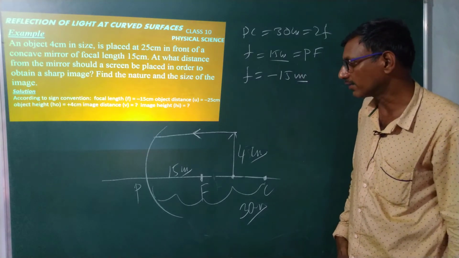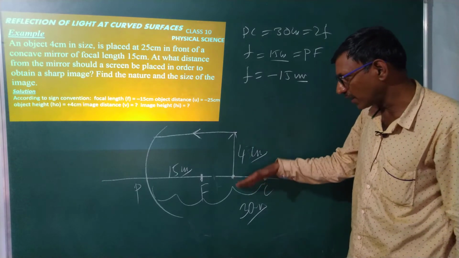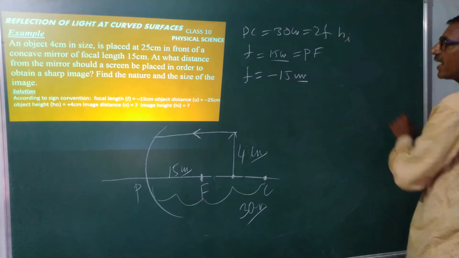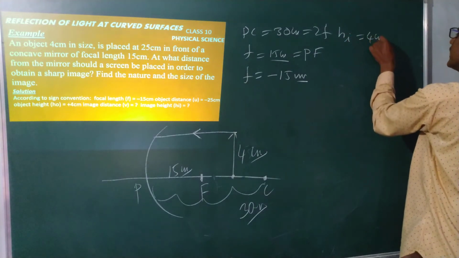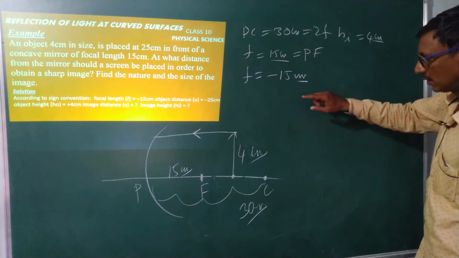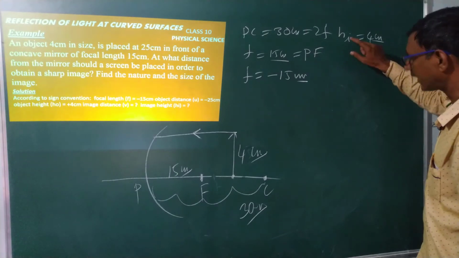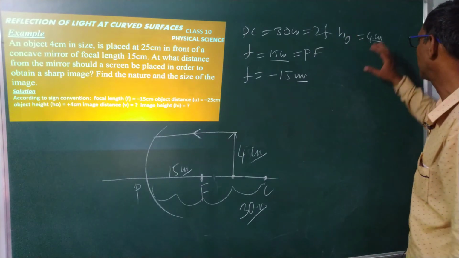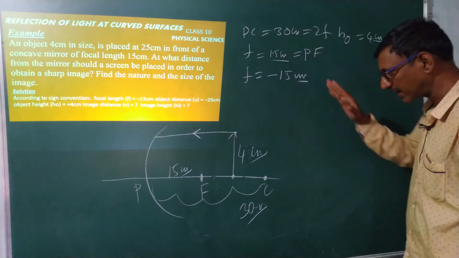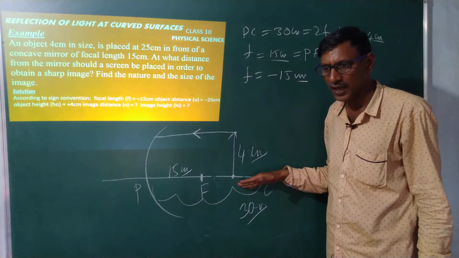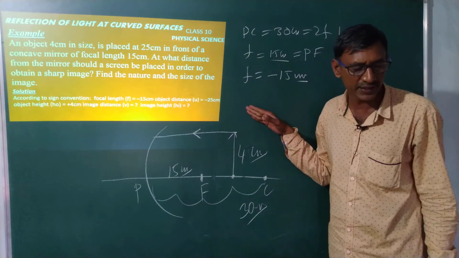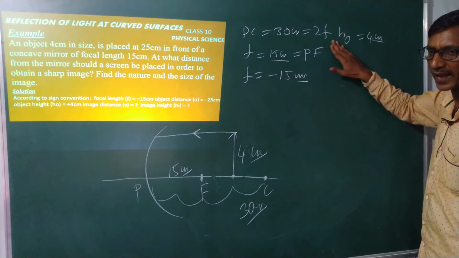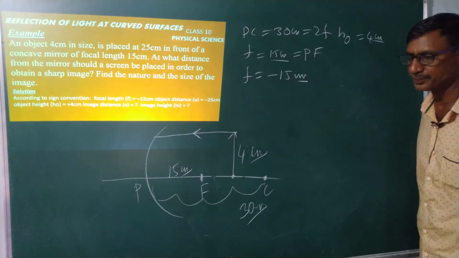Okay. Now, the height of the object is given. This I call HO, the height of the object, exactly 4 centimeters. It is positive because we are measuring above the principal axis. So it is 4 centimeters. O means object height, 4 centimeters. It's clear.